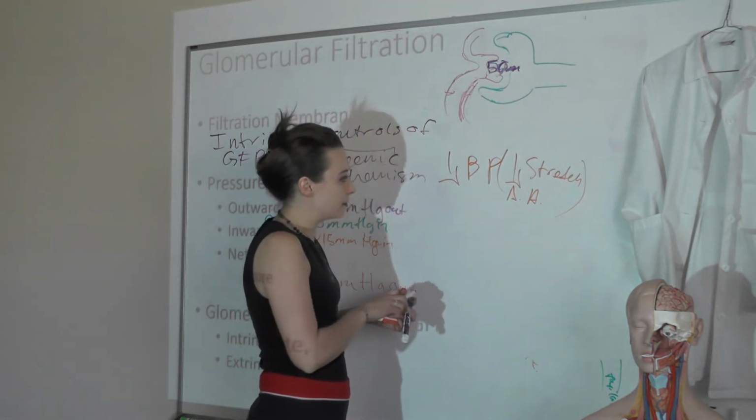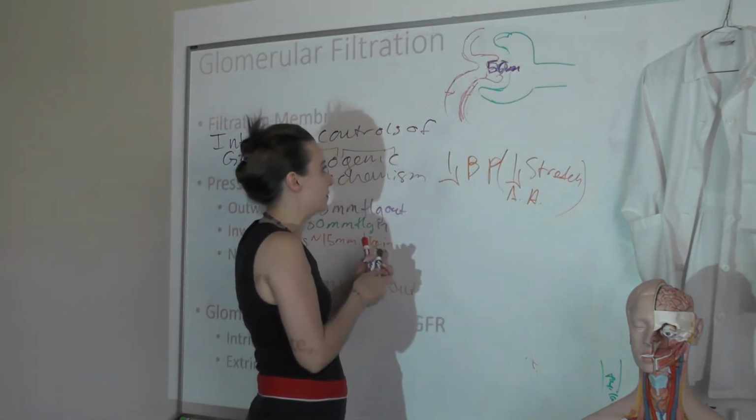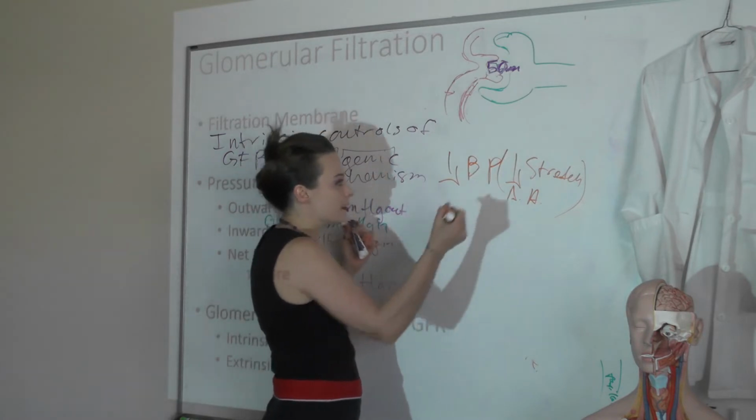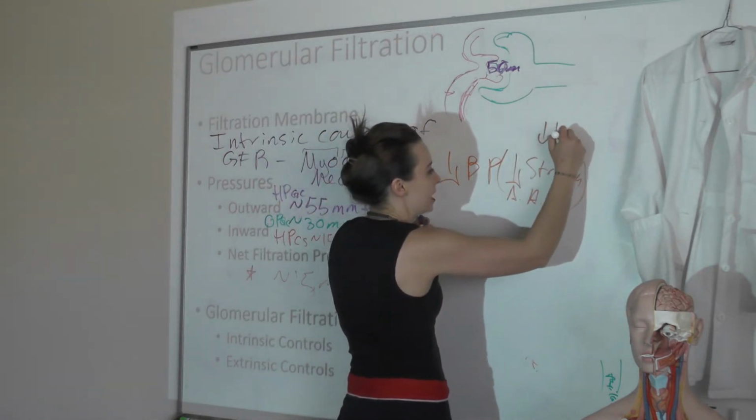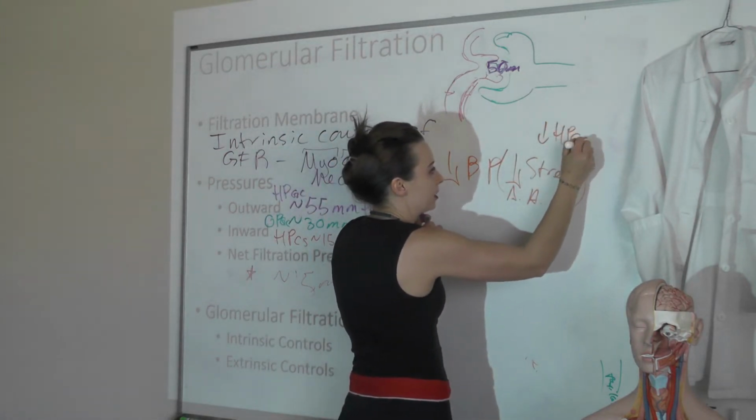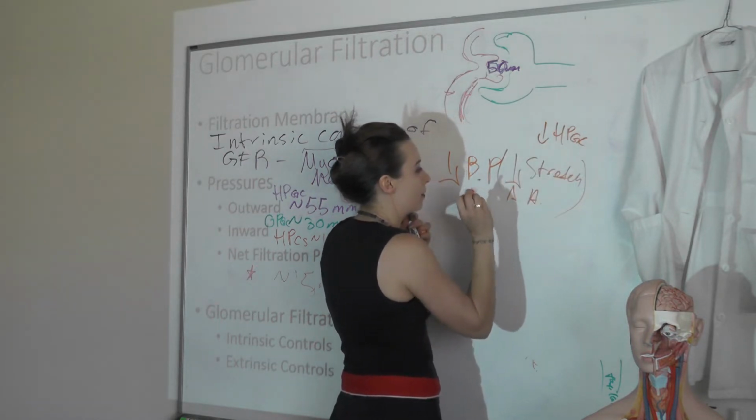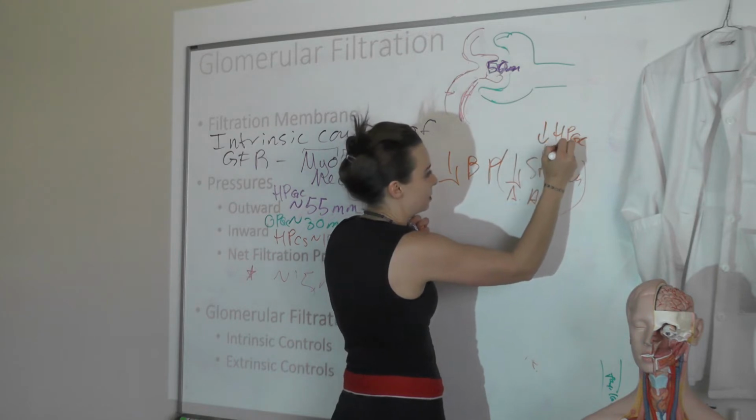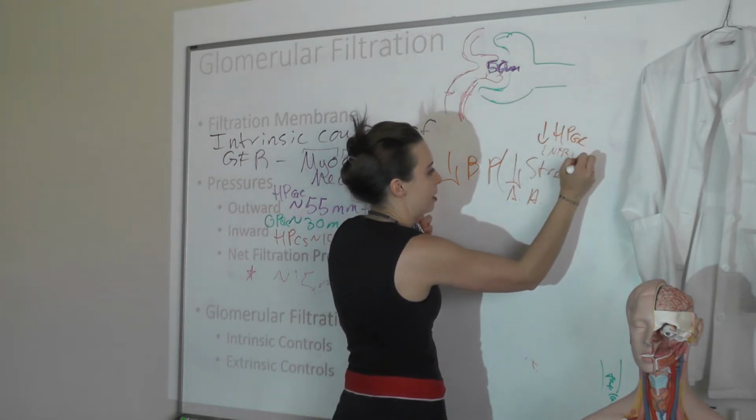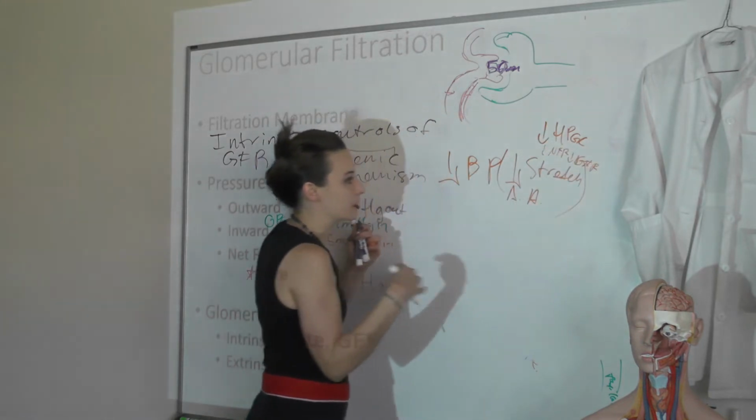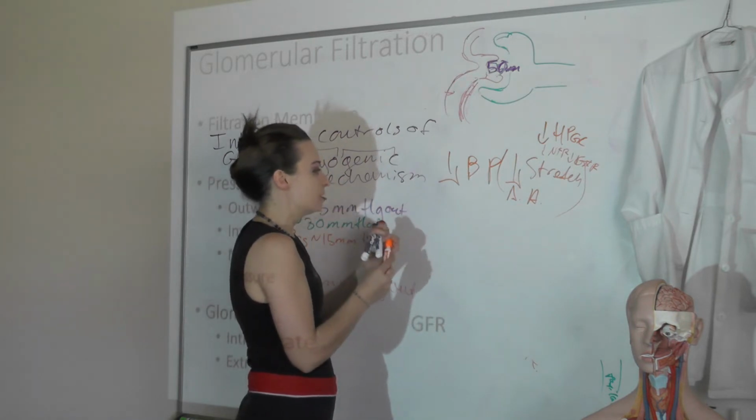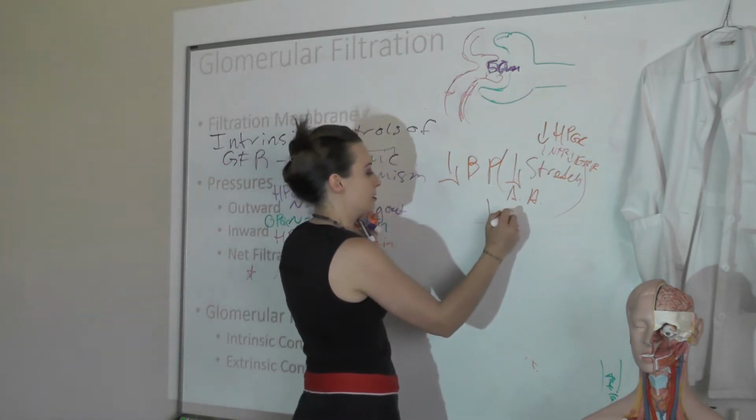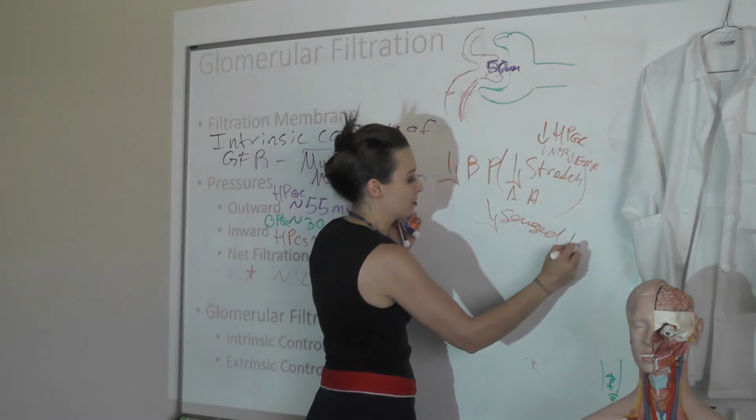A drop in blood pressure is going to decrease the stretch of the afferent arteriole. What this does is it decreases the hydrostatic pressure in the glomerular capillary, which is going to drop our net filtration pressure, which would drop our GFR. If we drop our GFR, we drop our urine production. We don't want to do that. So this is sensed by those JG cells.